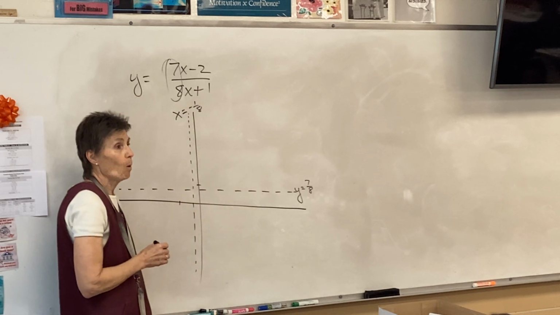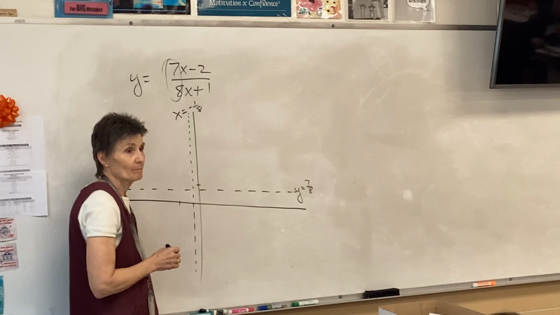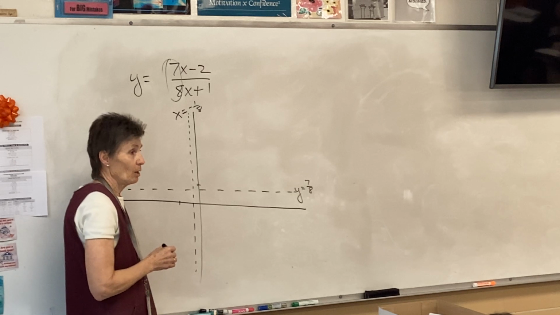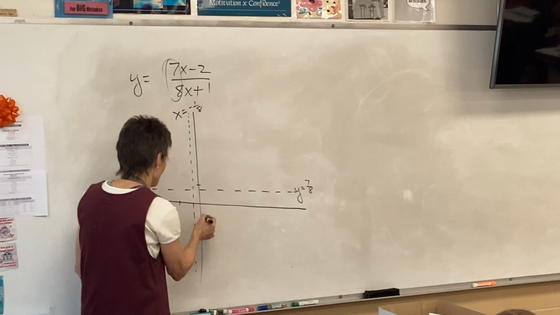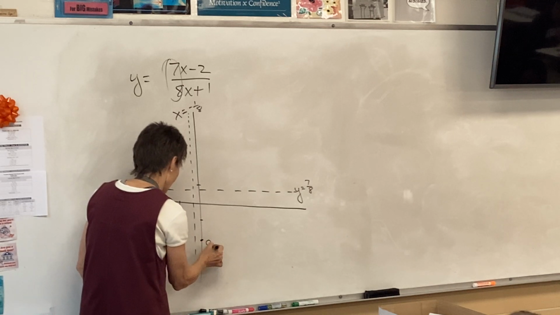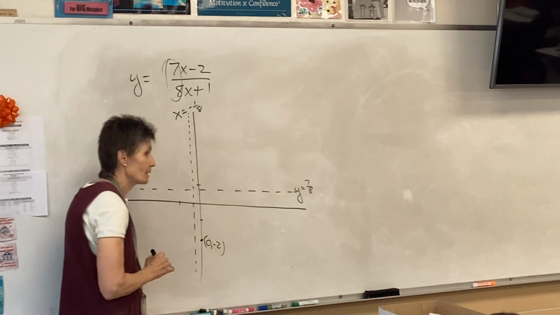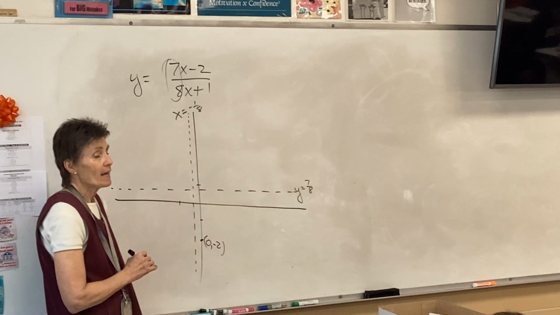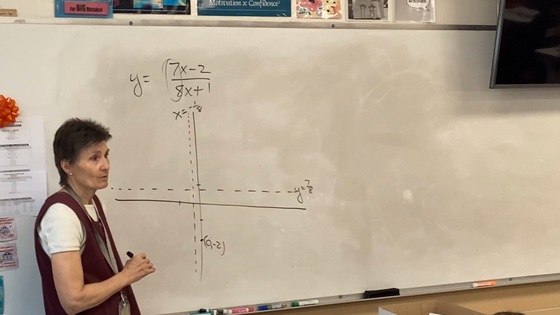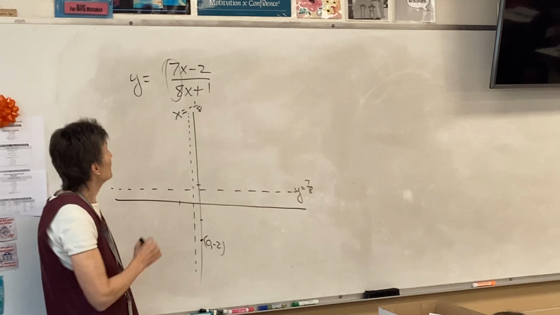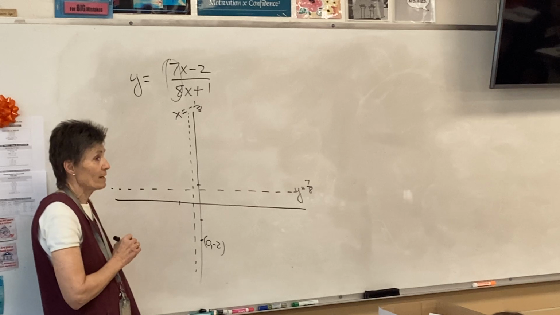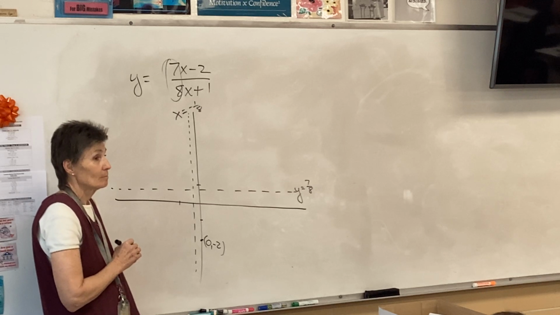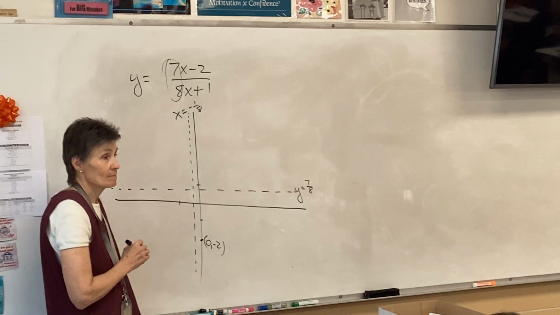Do I have a y-intercept? Yes. I plug in 0 and get -2. How would you do that? Do I have an x-intercept? Yep. That comes from the numerator. What would make the numerator 0? 2 sevenths, yeah.